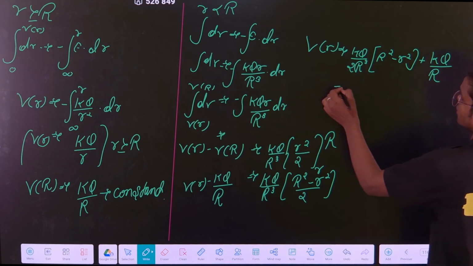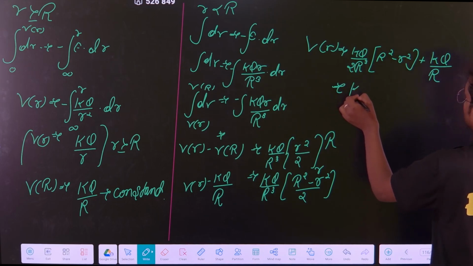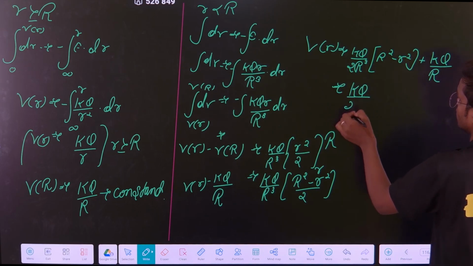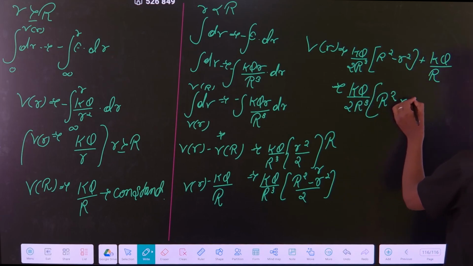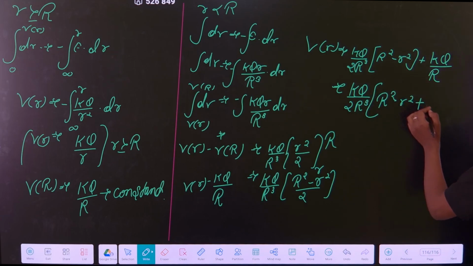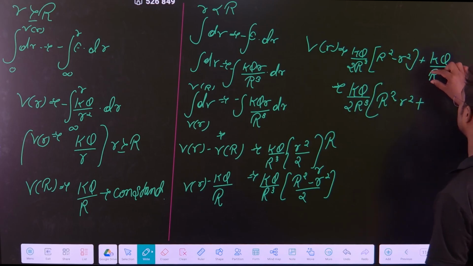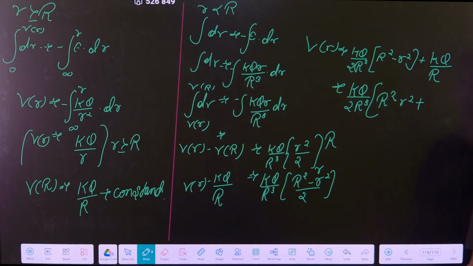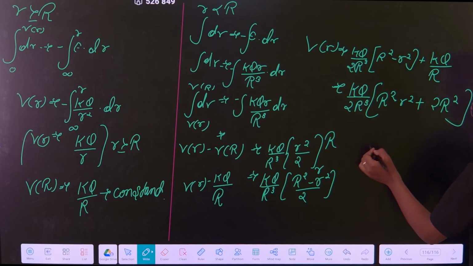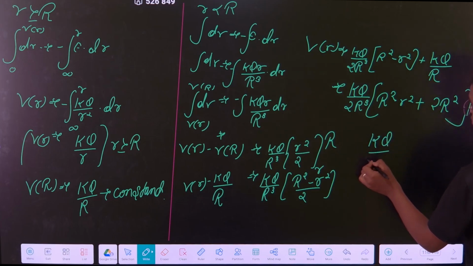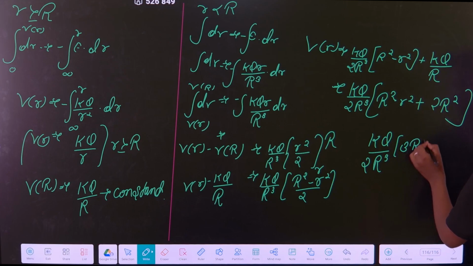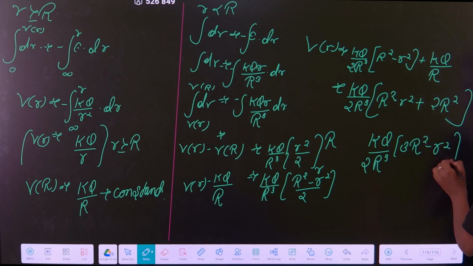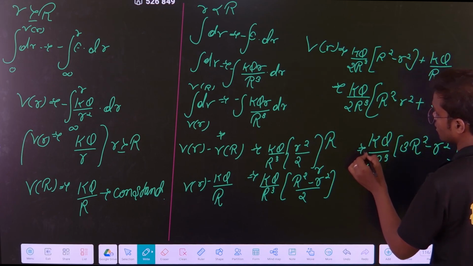Now you do one thing. You just take K cube by LCM 2R cube as common. You will get R square, and 2R cube I am taking common. So obviously here we should have 2R cube, so in the numerator we will get 2R square. So from here you will get the potential as K cube by 2R cube into 3R square minus small r square. That is the potential at r.